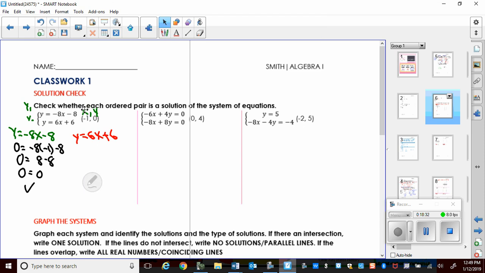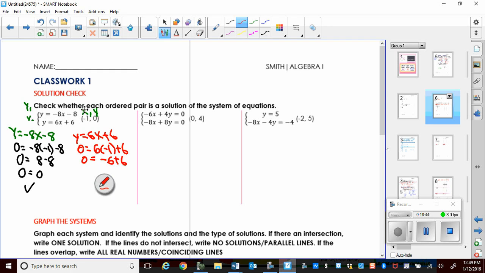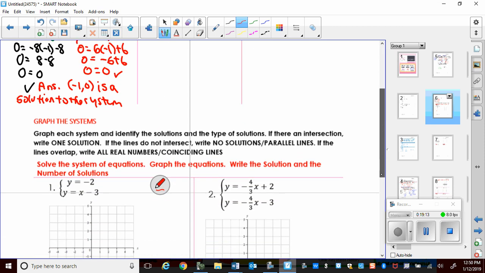And then for the next one, does 0 equal 6 times -1 plus 6? Well, does 0 equal -6 plus 6? 0 equals 0, so this checks out. I got 2 check marks, so I can write my final answer. My answer here is that -1, 0 is a solution to the system. That's how you check your work. You should be doing this algebraically. That's 1, 2, and 3.